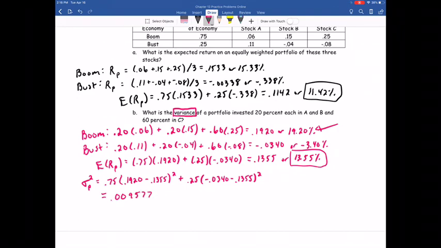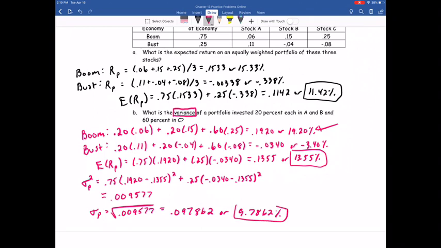We end up getting a variance of 0.009577. I realize that this problem does not have you calculate the standard deviation, but we could very easily do this. Just taking the square root of this variance figure would give me a standard deviation of 0.097862, or 9.7862%. That would be the variance that we were looking for in part B of that problem.